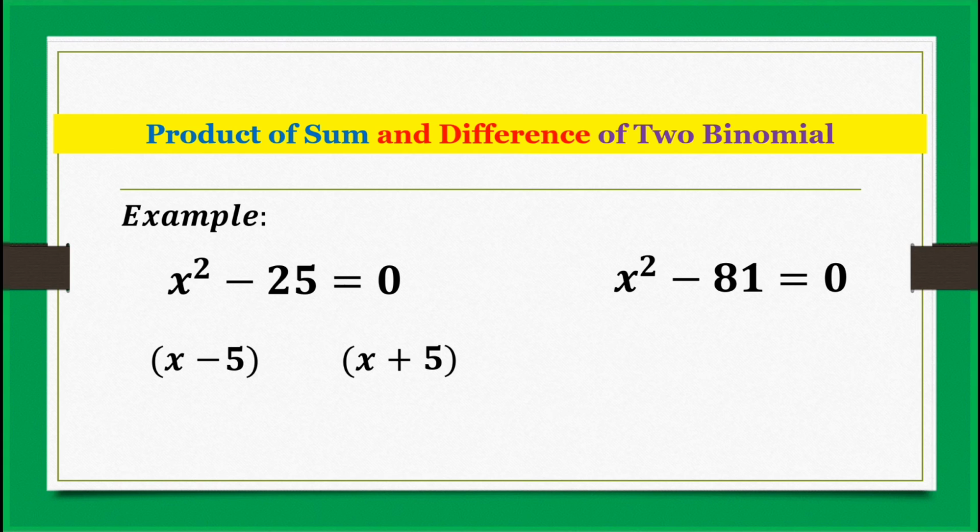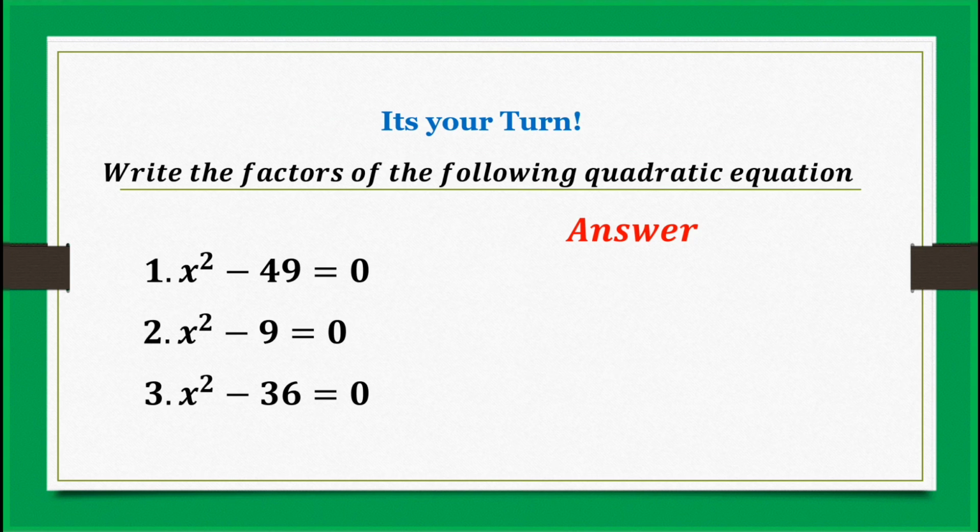Next, x squared minus 81 equals 0. Get the square root of x squared, that is x, and the square root of 81, that is 9. Use negative and positive sign. Then the factors are the quantity of x minus 9 times the quantity of x plus 9. Now it's your turn. Write the factors of the following quadratic equation.